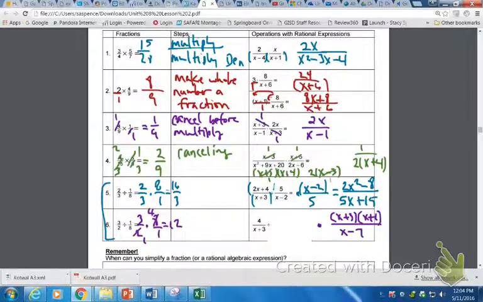What's going to cancel? The x plus 3's will cancel. So 4 times the x plus 1. So that leaves us with 4 times the x plus 1 over just x minus 7. So 4 times x plus 1, if we multiplied that out, would be 4x plus 4. What do we put in the step part? Same thing.